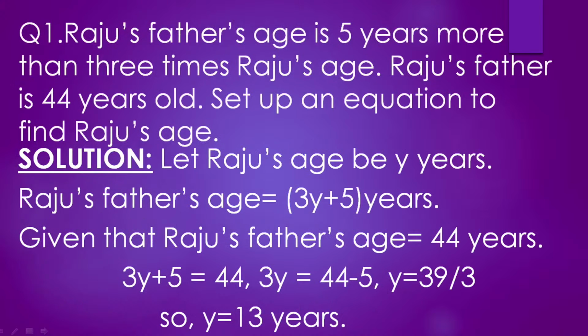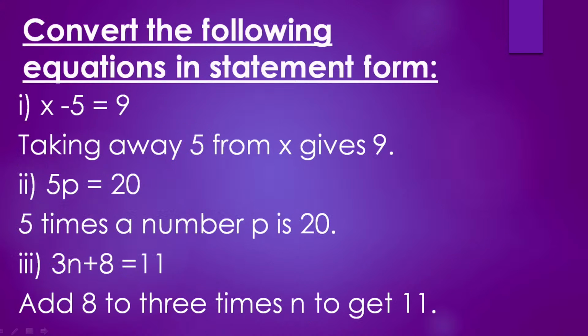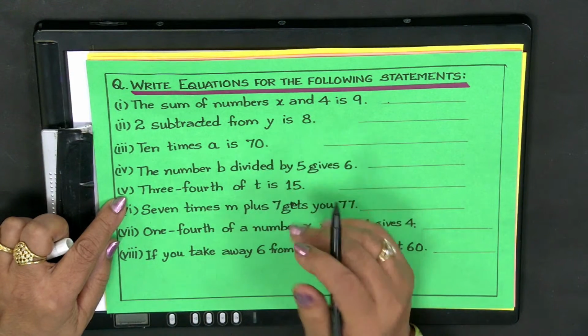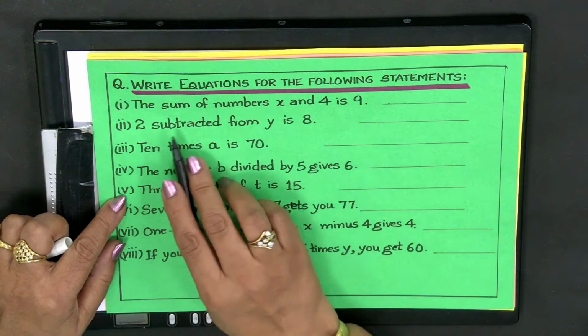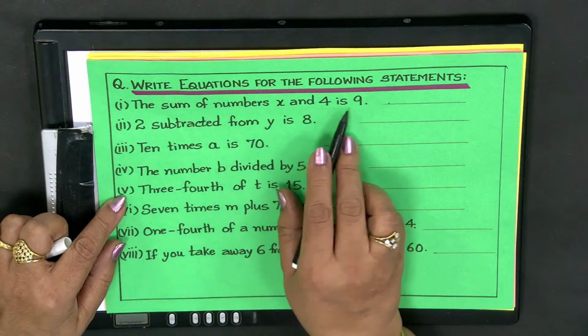Okay children. Now let us perform some examples here. Write equations for the following statements. I think you will try along with me in your notebooks. We have here the first question. Write equations for the following statements. The sum of numbers X and 4 is 9.